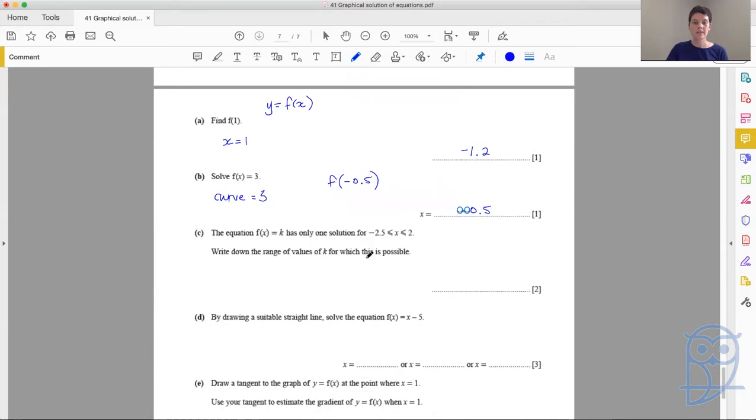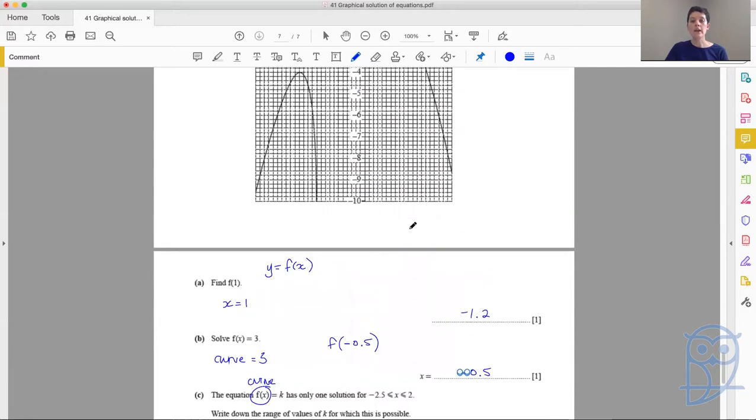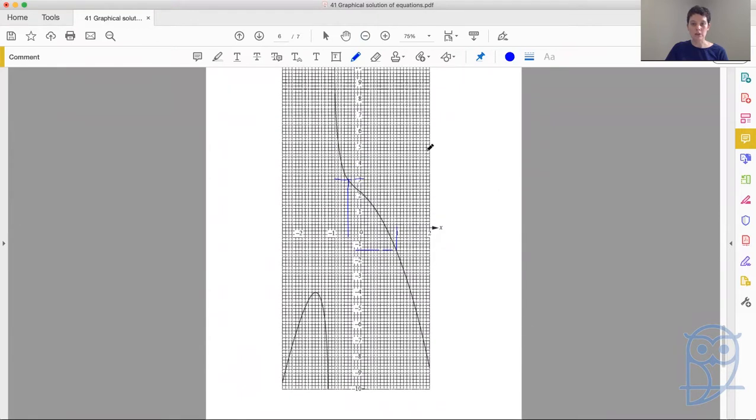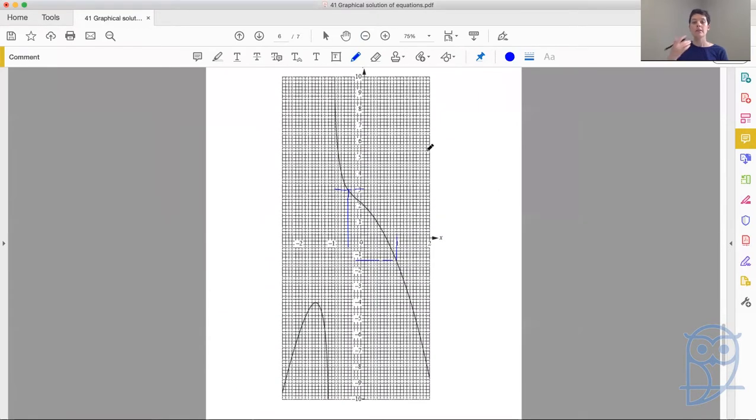Next one. The equation f(x) equals k has only one solution for minus 2.5 less than or equal to x less than or equal to 2. Write down the range of values of k for which this is possible. So where on this graph do we only have one solution? We have to zoom out a bit to see the whole thing. Remember, when it says f(x) equals k, that is a horizontal line. So where can we put a horizontal line and only get one solution?